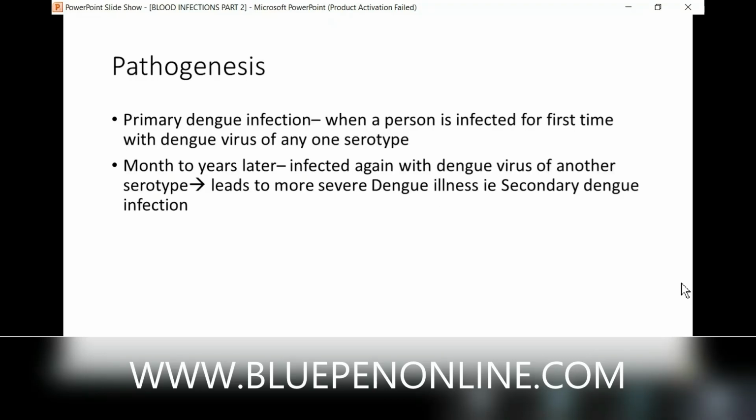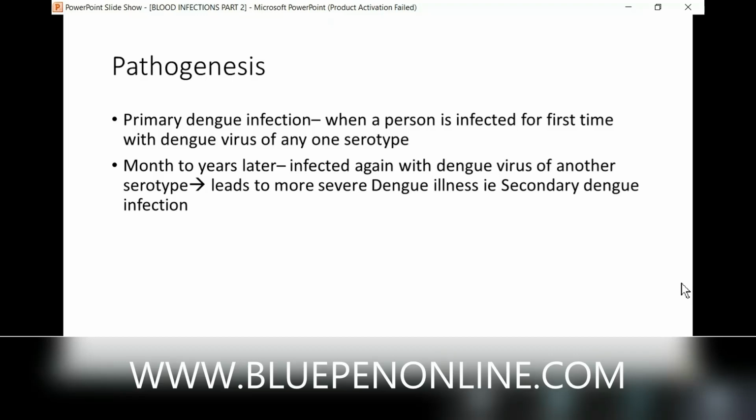For pathogenesis, there is primary dengue infection, when a person is infected for the first time with dengue virus of any one serotype. Any serotype, type 1 or type 2, can infect the man. Months to years later, the person is infected again with dengue virus of another serotype. The second time, he will have more severe dengue. That is called secondary dengue infection.